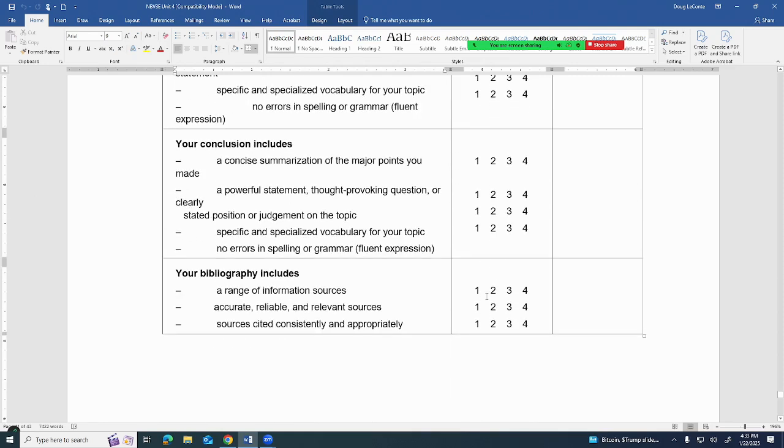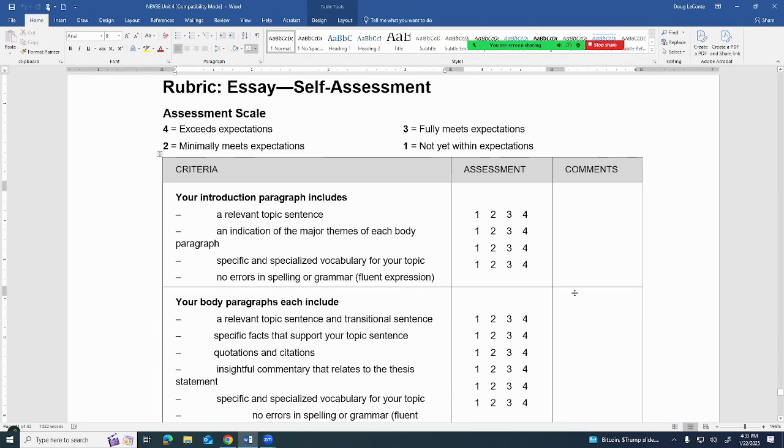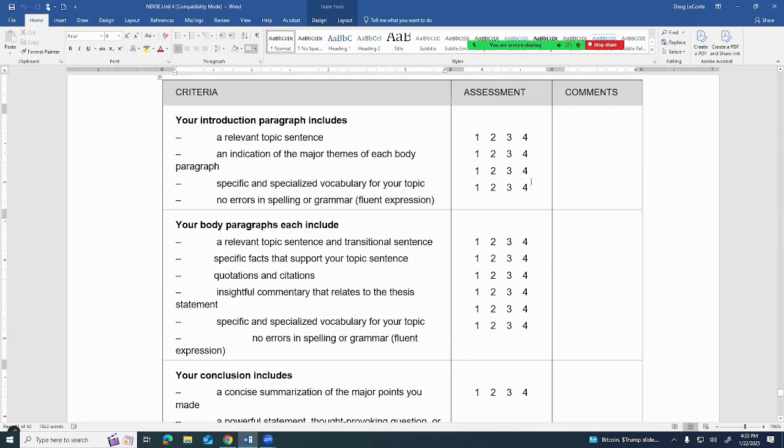Okay, so you can rate yourself 1, 2, 3, or 4, of course. And so 4 exceeds expectations. That's if you do a really good job. 1 is if it wasn't so good. Not yet within the expectations. That means you're really missing something. And then 2 or 3, 2 is minimally meets the expectations. 3 fully meets the expectations. Right? So 4 is when everything is perfect.